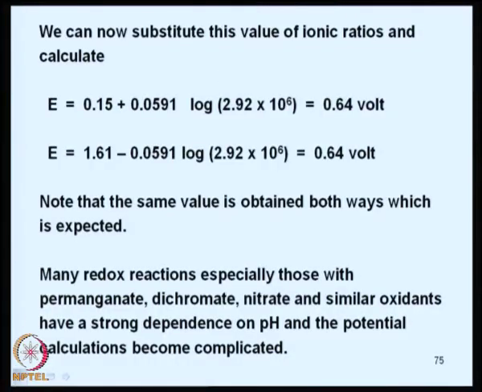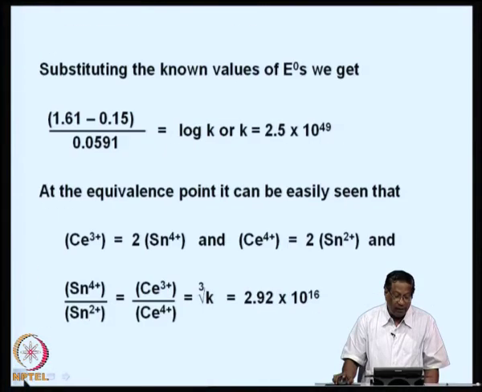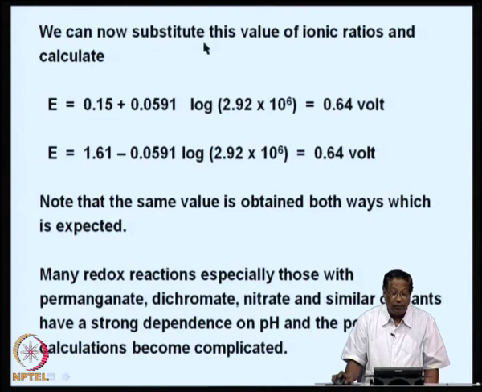Now, we can substitute that value, that is what we calculated in the last step, 2.92 into 10 raised to 6. Now, we are going to substitute these values: 0.15 plus 0.0591 by 2 logarithm of 2.92 into 10 raised to 6, that becomes 0.64 volts.